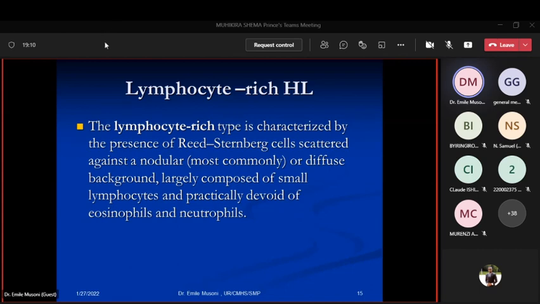With the subtype, let us start with the lymphocyte-rich subtype. Lymphocyte-rich subtype is characterized by the presence of Reed-Sternberg cells scattered against a nodular tissue background composed of small lymphocytes, particularly devoid of eosinophils and neutrophils.